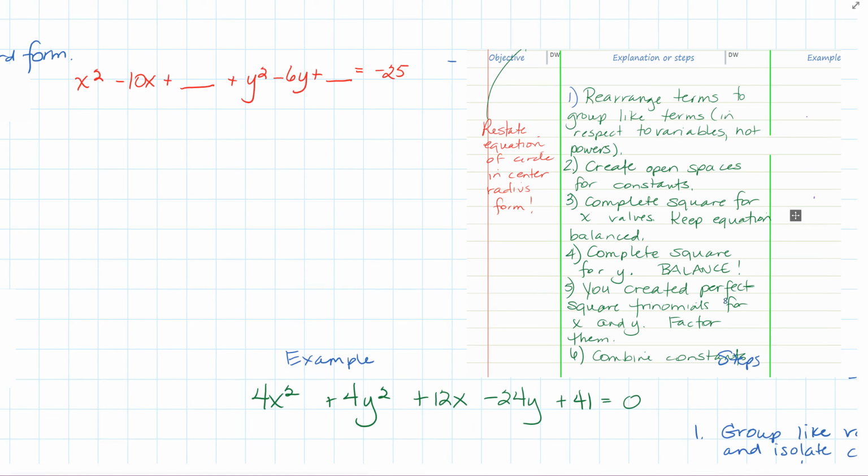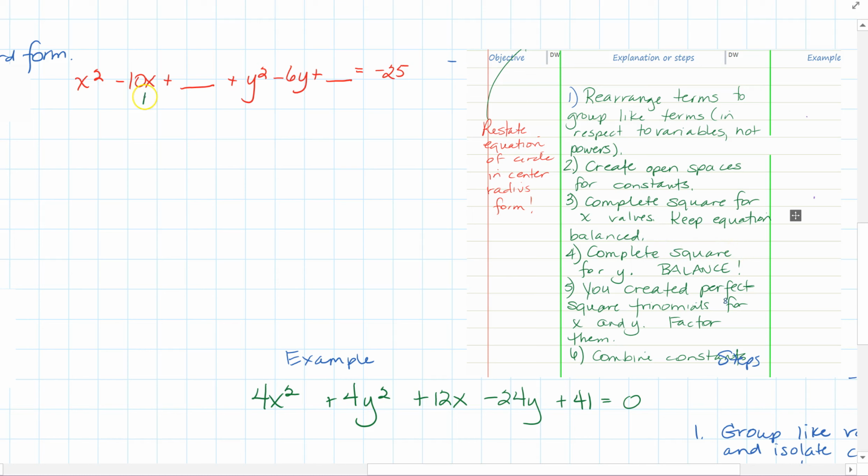So, number one, rearrange the terms to group the like terms. So I did that with my I don't knows. And then create open spaces for constants, and I did that. Complete the square for x values and keep the equation balanced. So here's how I do it.